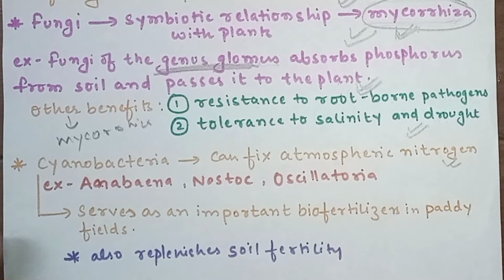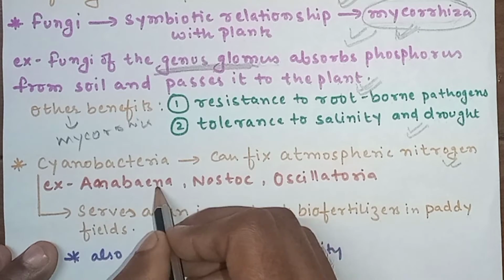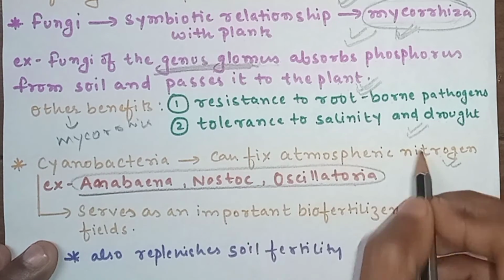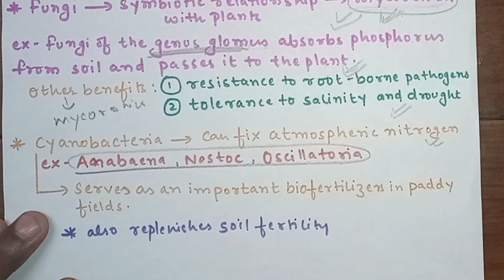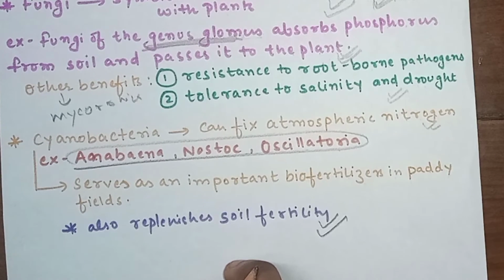Now let us see cyanobacteria. Cyanobacteria can fix atmospheric nitrogen. Examples are Anabaena, Nostoc, Oscillatoria. These bacteria can fix atmospheric nitrogen. Cyanobacteria act as an important biofertilizer in paddy fields and also replenish the soil fertility.